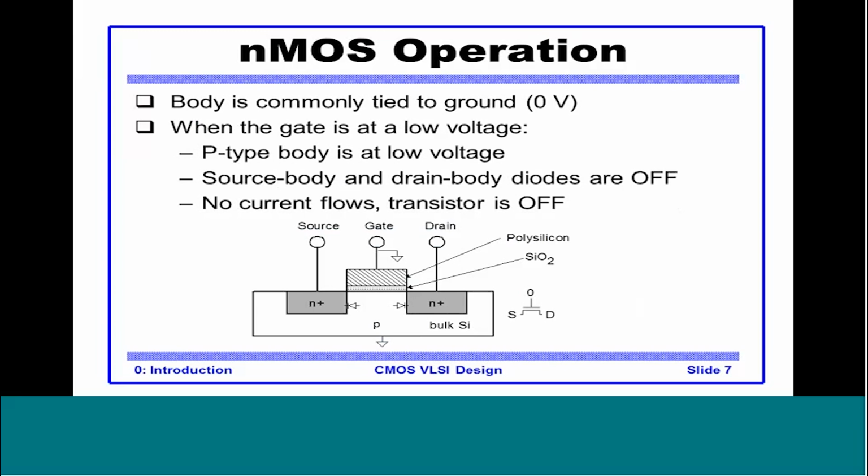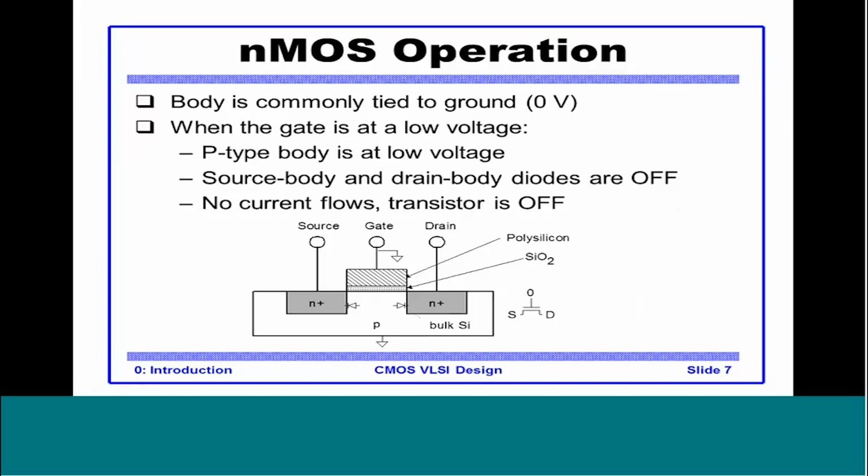Let's see the operation of the NMOS transistor. Usually the body is tied to ground, so this P substrate is at 0 volt. Now when the gate is at low voltage, the P type is already at low voltage, 0. The diodes P and N plus, there are 2 diodes here from the substrate to each of the source and drain. Since the voltage at P is low and there is no channel here, both the diodes are off, there is no current flow and the transistor is off.